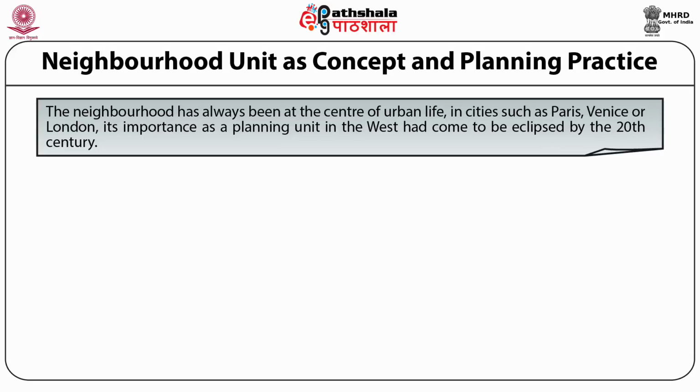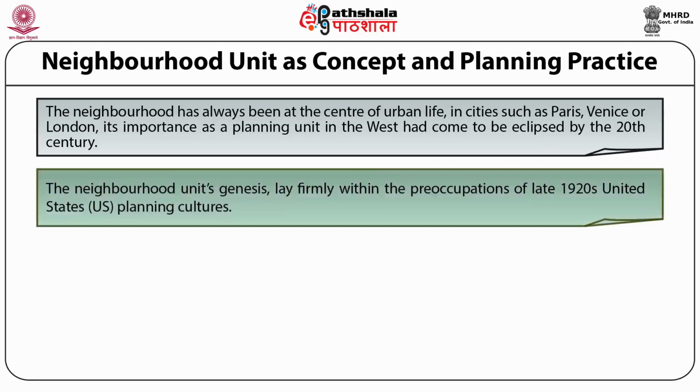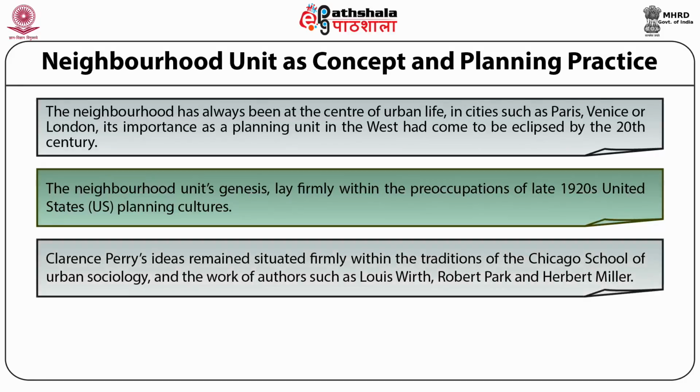This is the backdrop of the invention, or rather rescue, of the neighborhood unit as a locus and instrument of spatial planning. The neighborhood had a life and history long preceding the neighborhood unit. Through his work, Perry installed it as the focus of the planner's remit. The neighborhood unit's genesis lay firmly within the preoccupations of 1920s United States planning cultures. Clarence Perry's ideas remained situated firmly within the traditions of the Chicago School of Urban Sociology and the work of authors such as Louis Wirth, Robert Park and Herbert Miller.